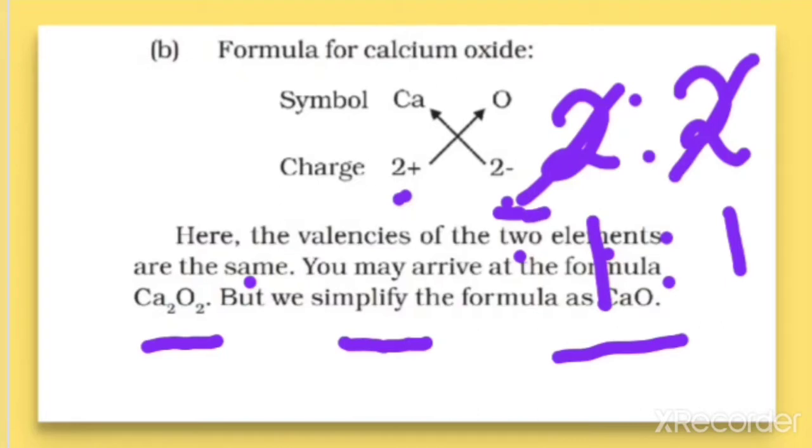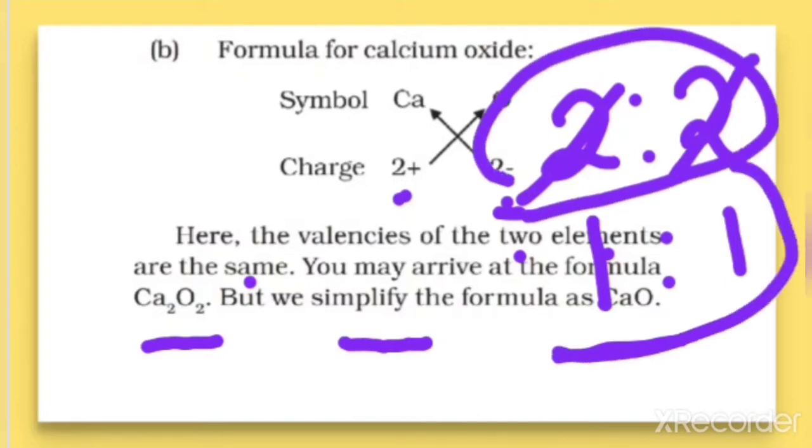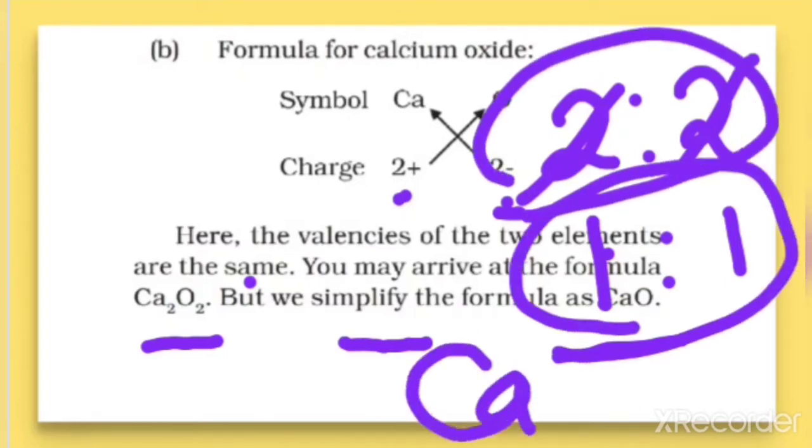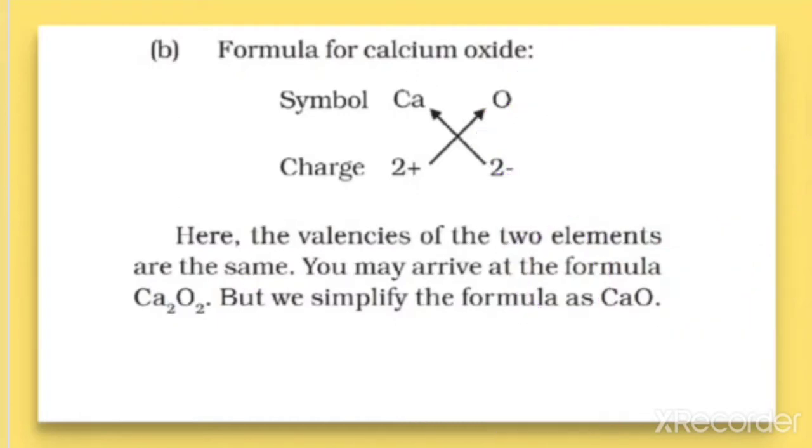So instead of taking 2, 2, we will be taking 1, 1. So that's why the formula comes CaO. So that is a rule which we need to follow here.